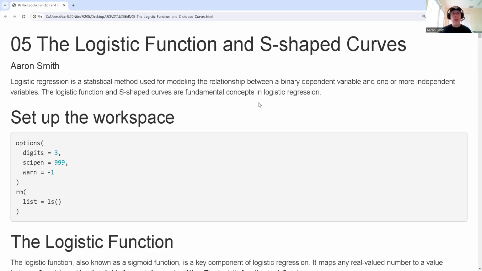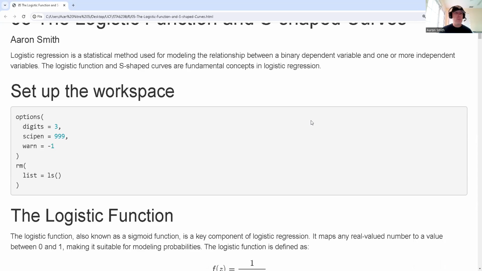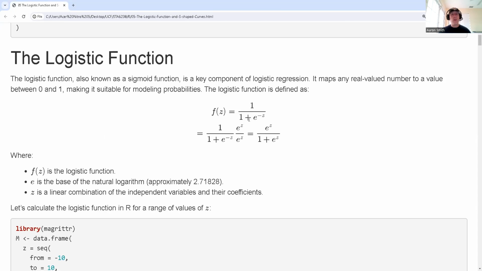All right, so the big idea here is that we're going to use a mathematical function to convert real numbers to something on the 0-1 interval. Here is the logistic function: f of z is equal to 1 over 1 plus e to the negative z. This e is the natural logarithm base. It's infinitely long, like pi, approximately 2.71828.